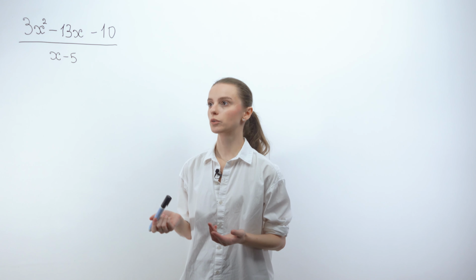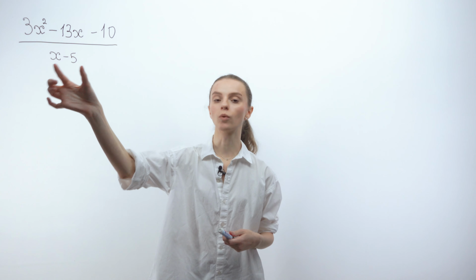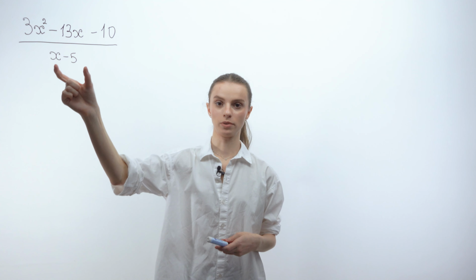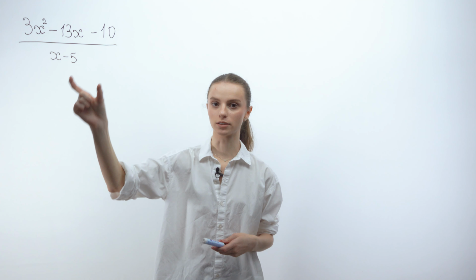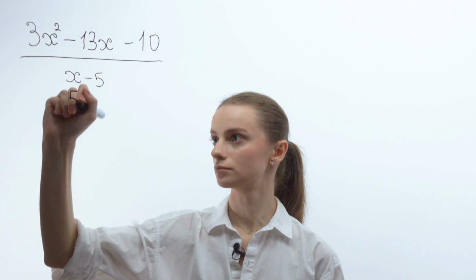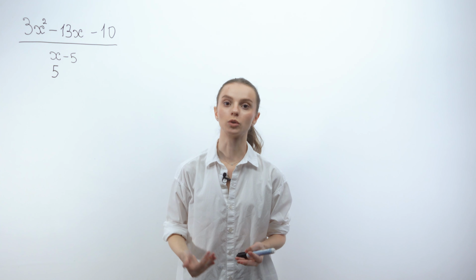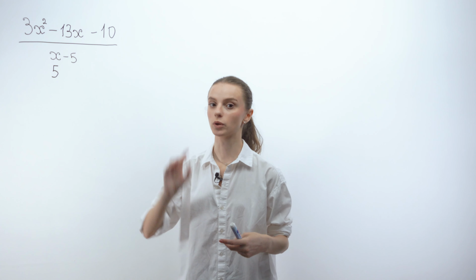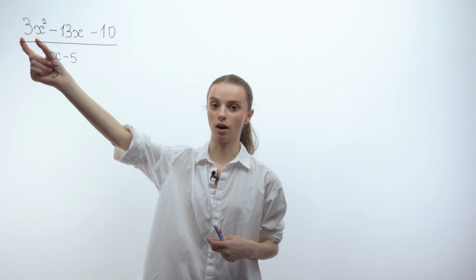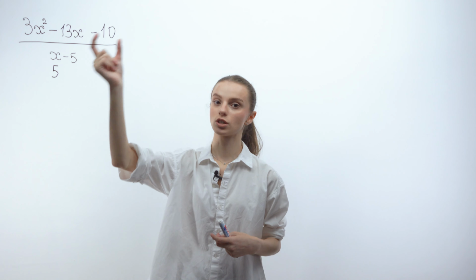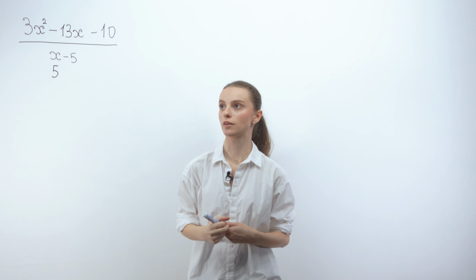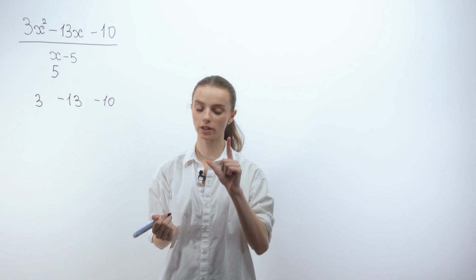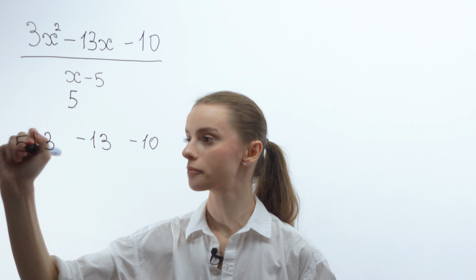So here is what you're going to do. You need to figure out what number will make the denominator 0. That number is 5. And what are we going to do now? We're going to divide by 5. But we're not going to divide everything. We're going to write out the coefficient of each polynomial term. So we have 3, negative 13, and negative 10. Write it down. And then you're going to make a little corner and write down 5.